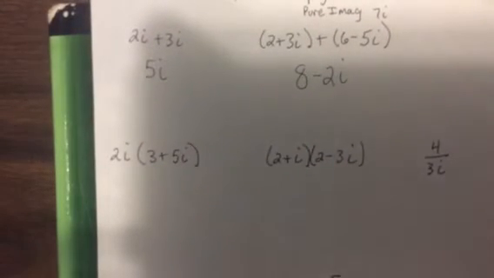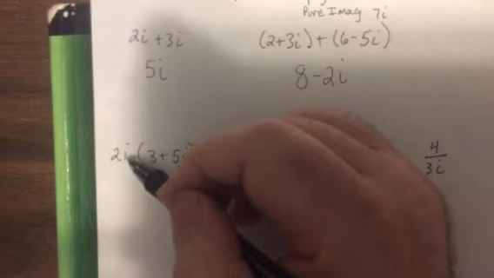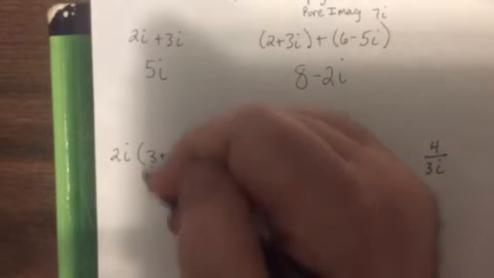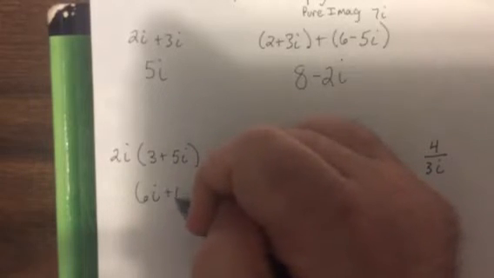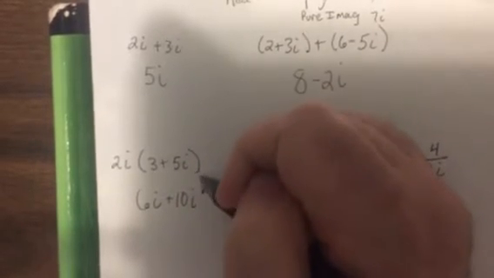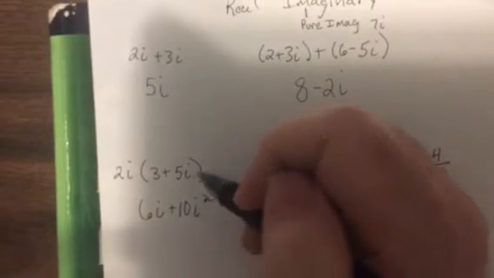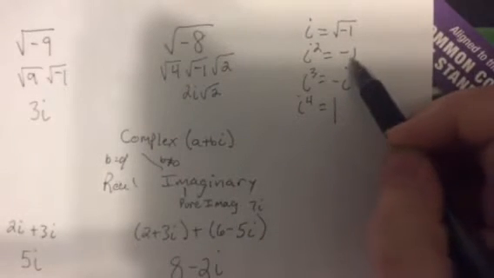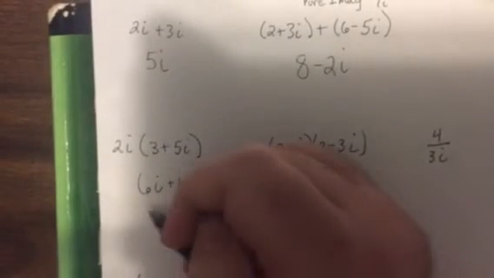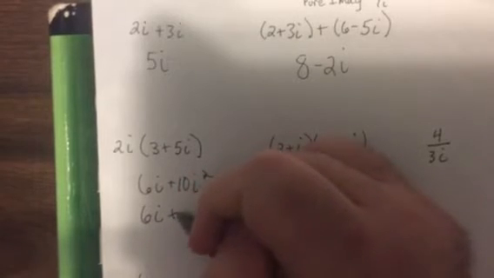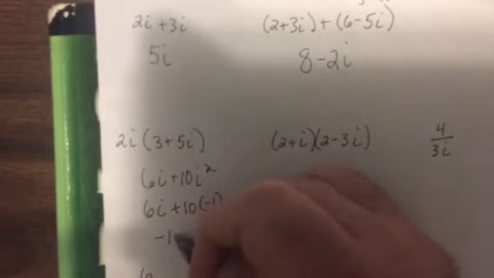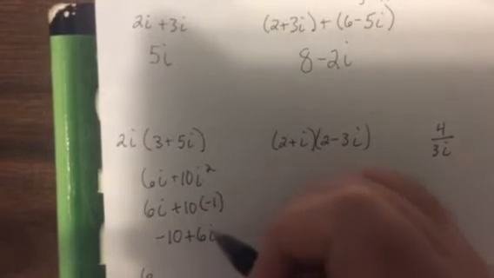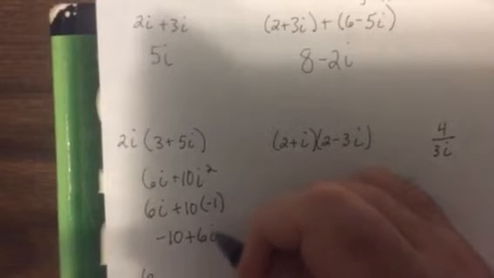Then we can multiply it. So just like before, you take this, distribute it. So this would be 6i. 2i times 5i is 10i squared. But wait a minute. i squared is -1. So we'd have 6i plus 10 times a -1, which is -10 plus 6i. It's standard, or you should always put your i term second.